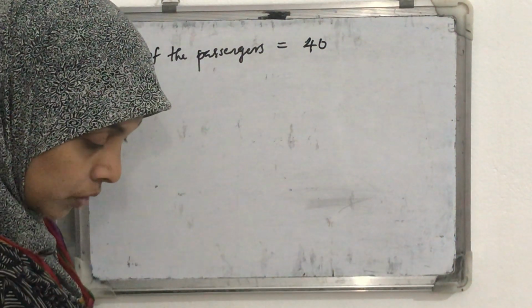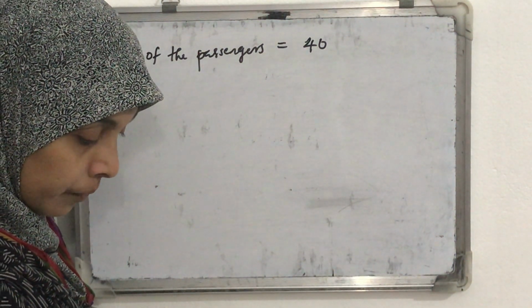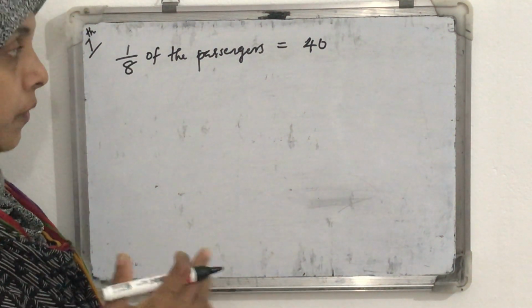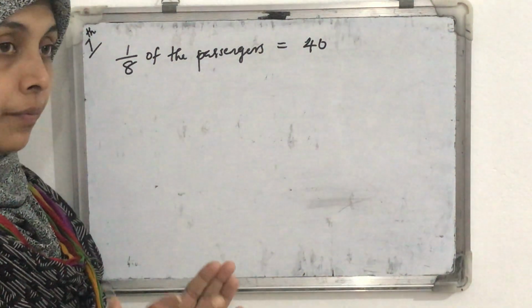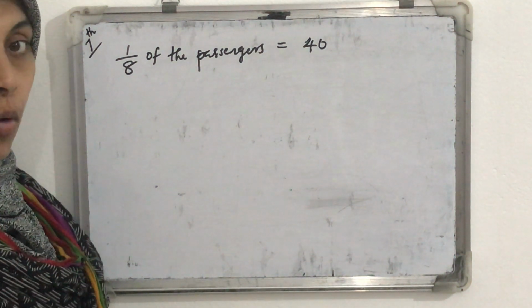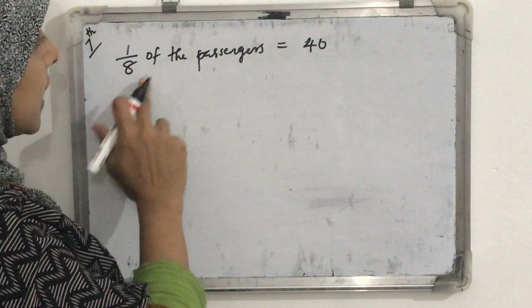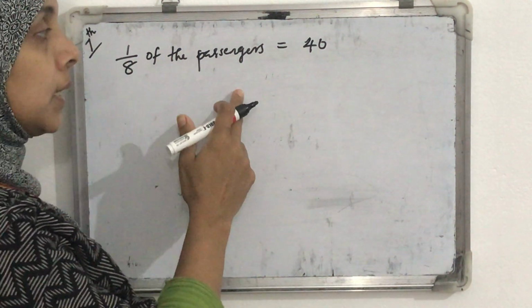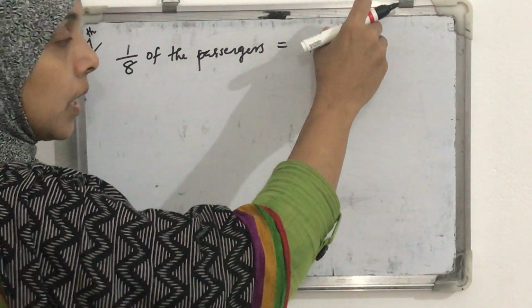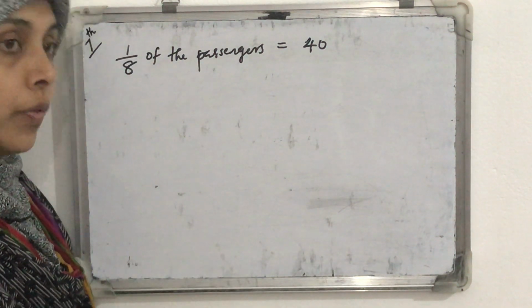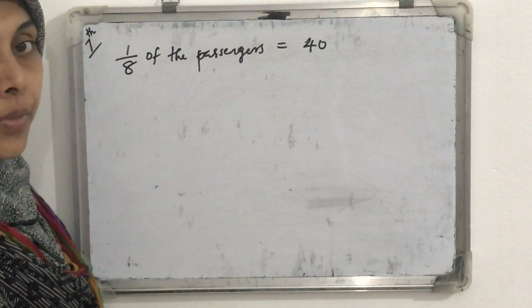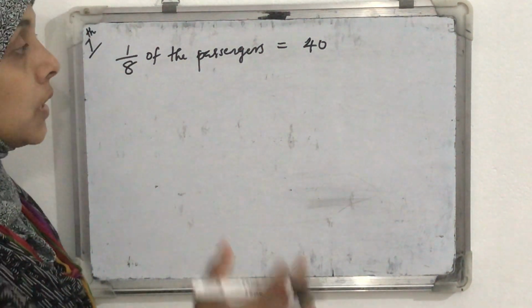Now here we want to find out the number of adults. That is the question. For finding the number of adults, we want to know how many total passengers there will be. Then only can we calculate the number of adults. For that, we will get the answer from this: 1/8 of the total passengers is 40. Two statements are given, and from those two statements we can find out.